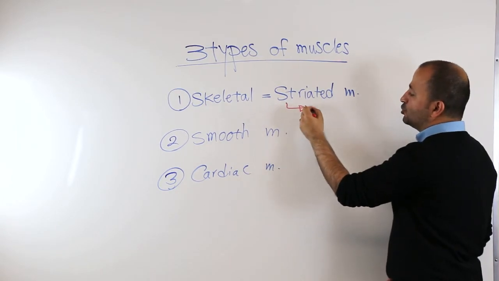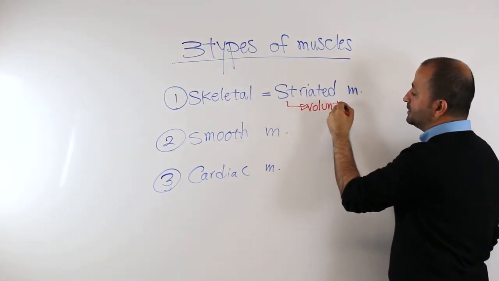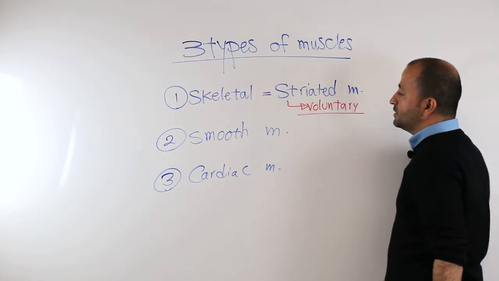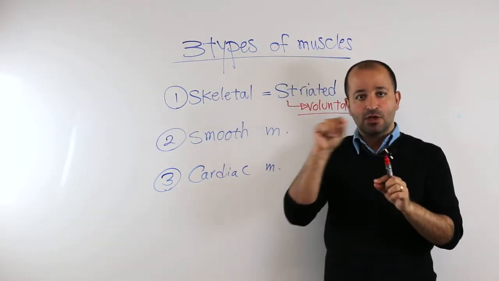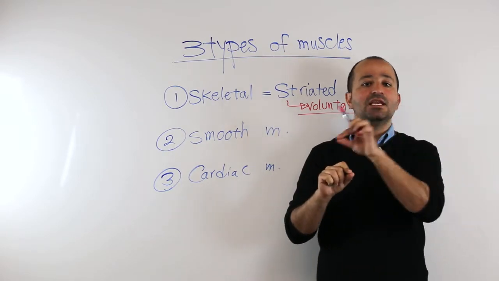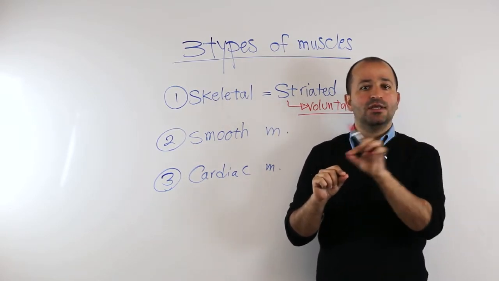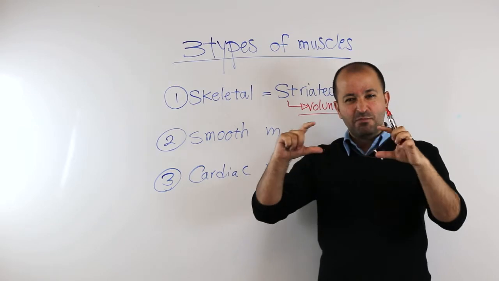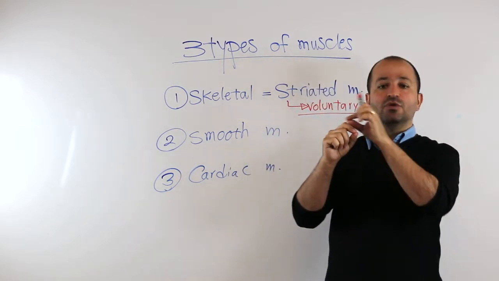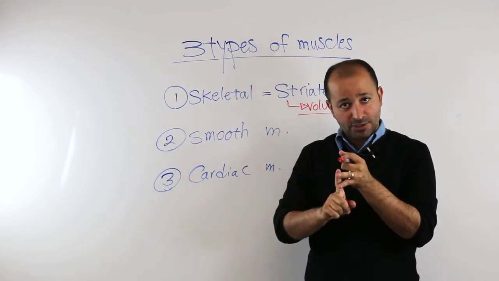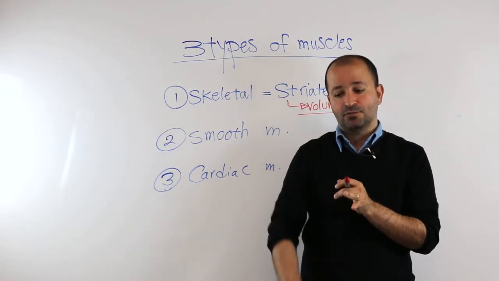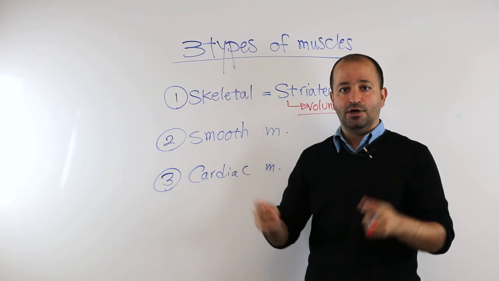These muscles are also called striated muscles because in their structure they have some lines. Striated means linear. Because of their shape under the microscope, they look like they have lines, so we call them striated muscle. So skeletal striated muscle, the main characteristic: they are voluntary. The examples are everywhere in the body.